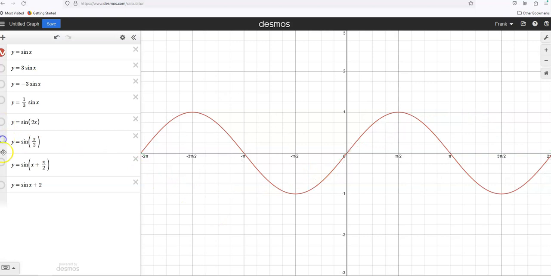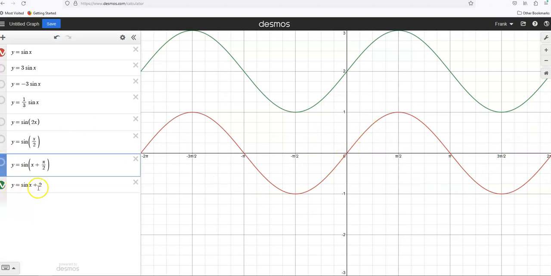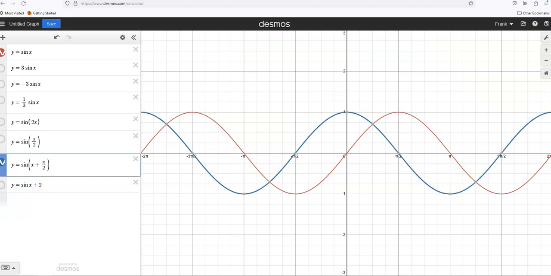Now let's see what happens to the third round. I've got a blue one and a green one. The blue one was the sine of x plus pi over 2. So you notice what happens to this one is it moves it. Instead of it going through the axis at 0, it crosses the axis here at pi over 2. What happens to the green function? The green function is just the red function moved up 2. So putting the 2 on the outside changes the shift vertically. Putting the number on the inside shifts it horizontally.